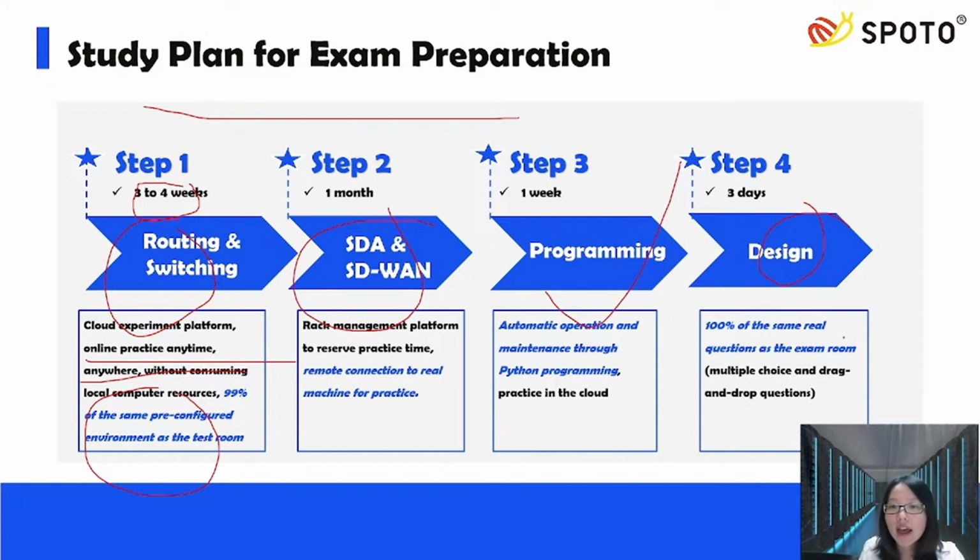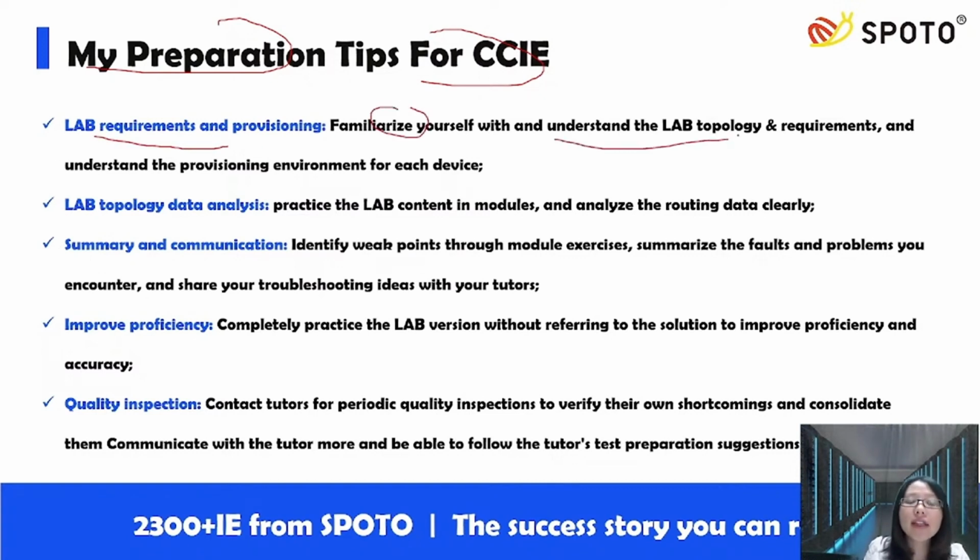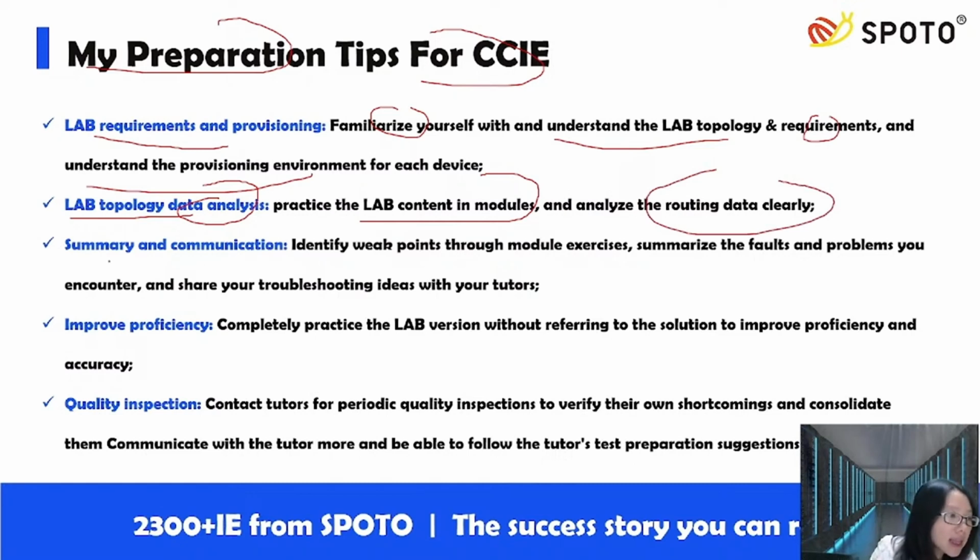Okay, so here are my preparation tips for CCIE students. First, lab requirement and provisioning. You must familiarize yourself with and understand the lab topology and the requirements, and understand the provisioning environment for each device. Second, lab topology data analysis. Practice lab content in modules and analyze routing data clearly. Identify weak points through module exercises, summarize the faults, and share your troubleshooting ideas with me.